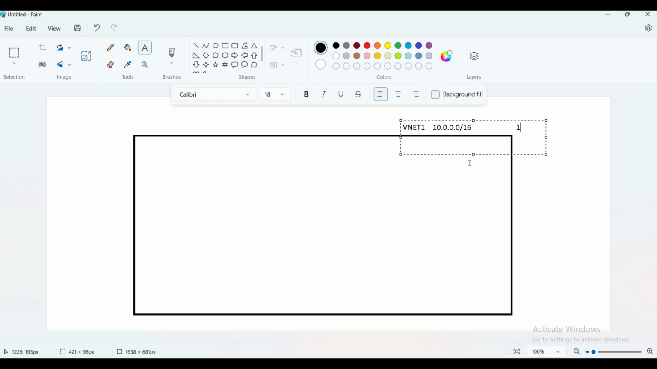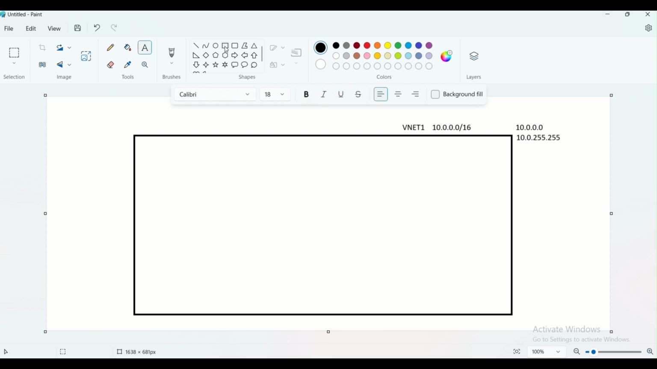16 means the first two octets will be constant and the remaining two octets will vary from 0 to 255. So similarly here, the first two octets will be constant and the remaining ones will vary from 0 to 255. This is my range. So this is how I designed my VNet. It's absolutely fine. Now we have these many IP addresses.